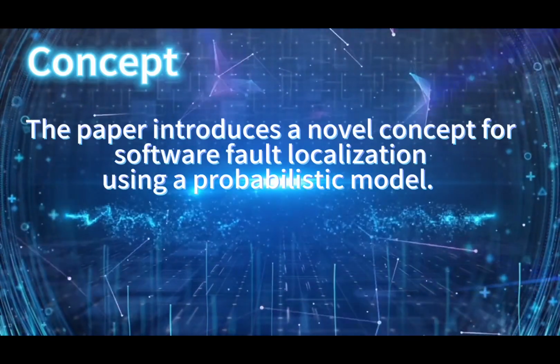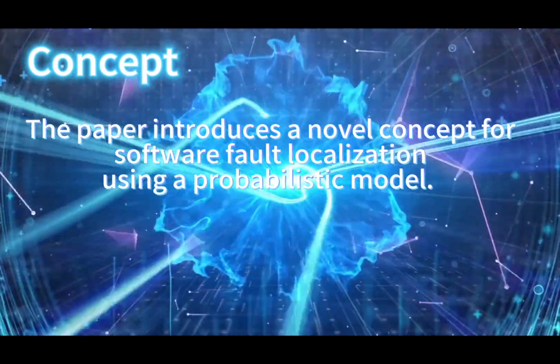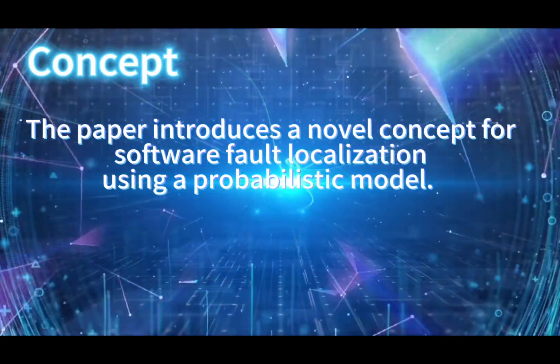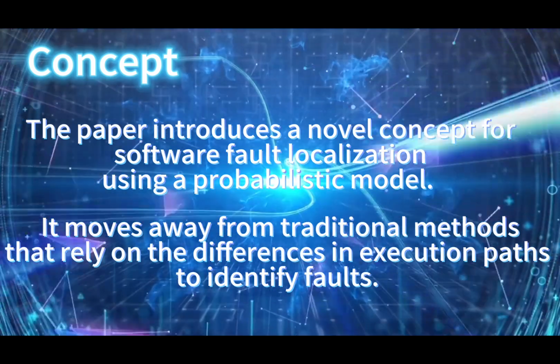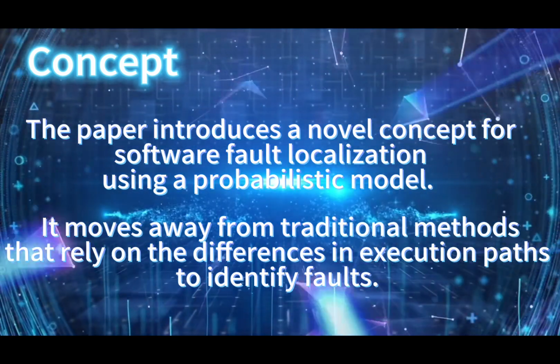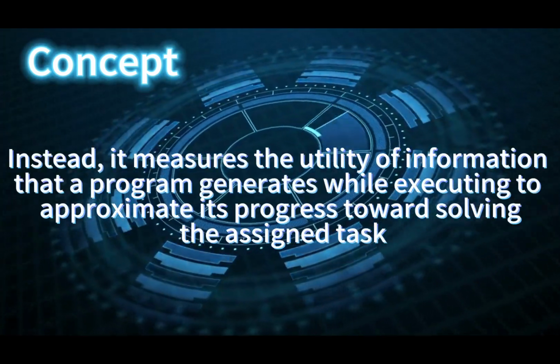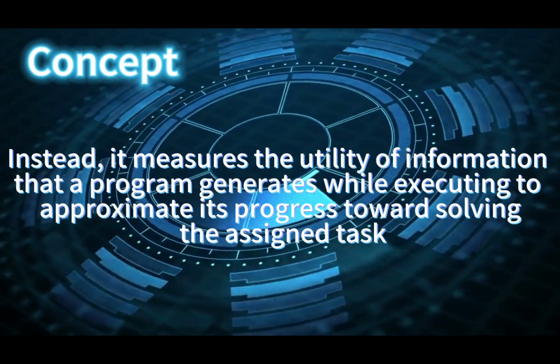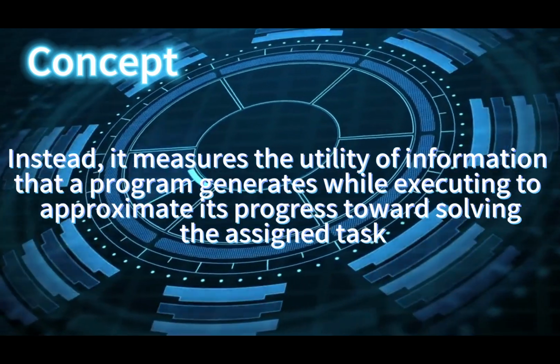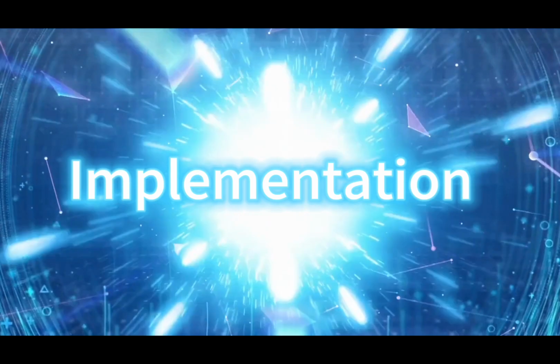The paper introduces a novel concept for software fault localization using a probabilistic model. It moves away from traditional methods that rely on the differences in execution paths to identify faults. Instead, it measures the utility of information that a program generates while executing to approximate its progress toward solving the assigned task.